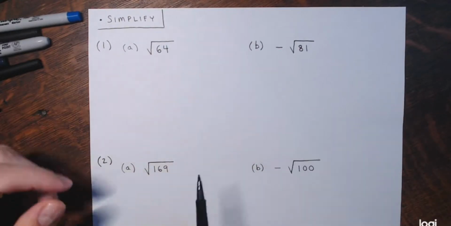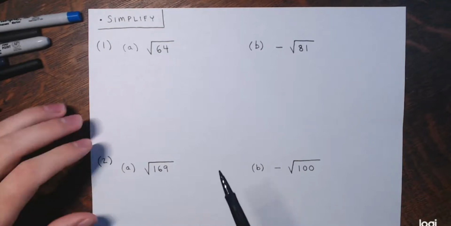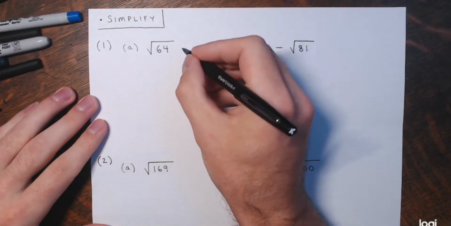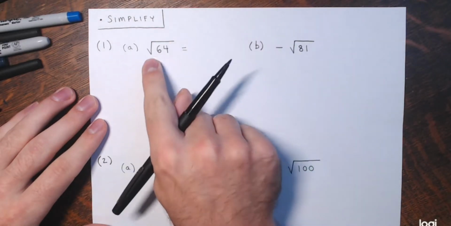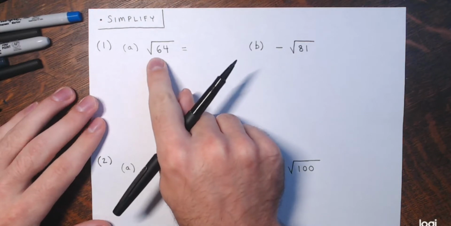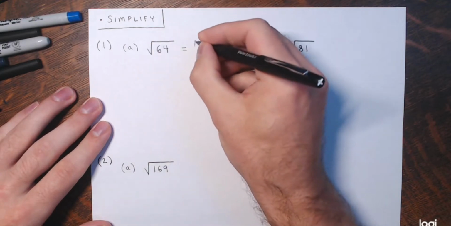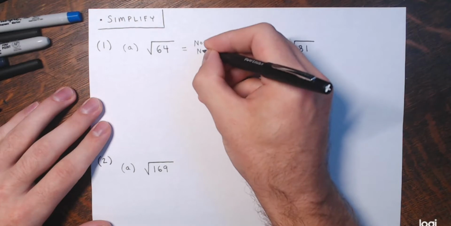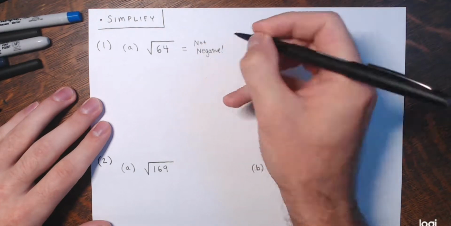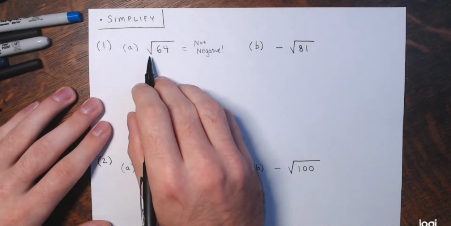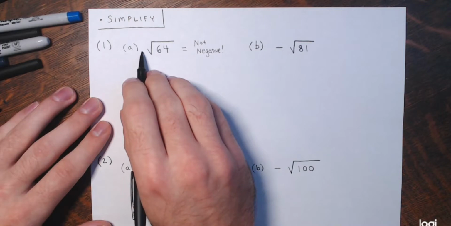So we're asked to simplify, figure out the root, right? So part A, I'm just going to remind you, we have the square root of 64. Remember, when you see this radical symbol with an even root, square root here, the result is the root that's not negative. The result can't be negative because this is the even root symbol. The only time it will be negative is if there's a negative sign in front, like in part B.